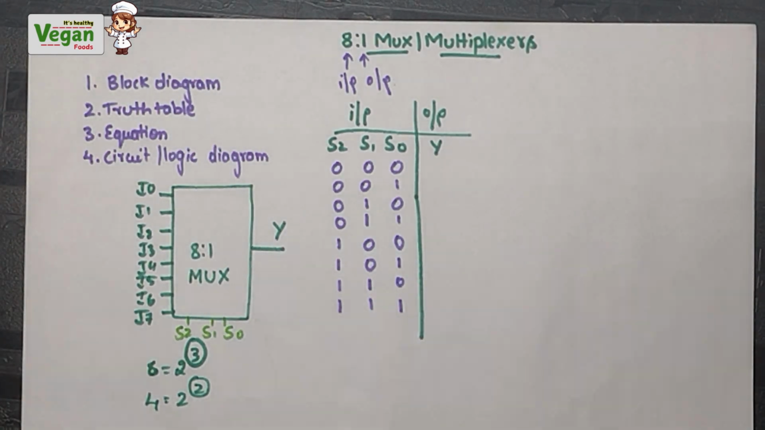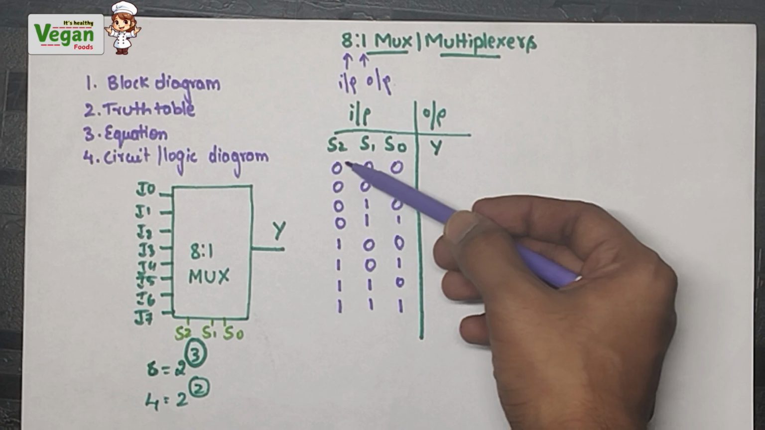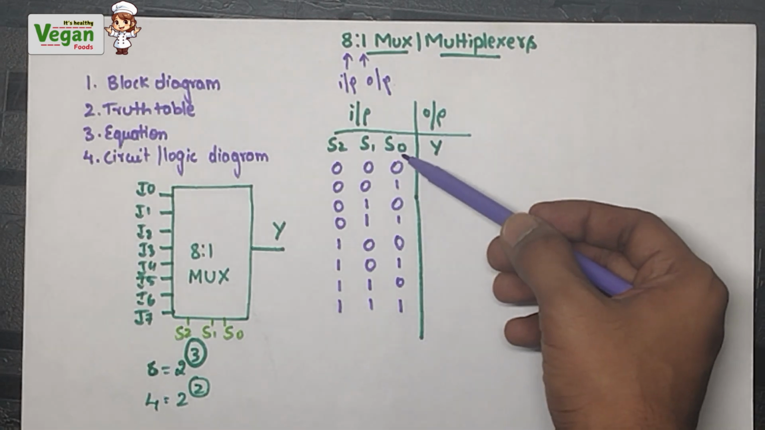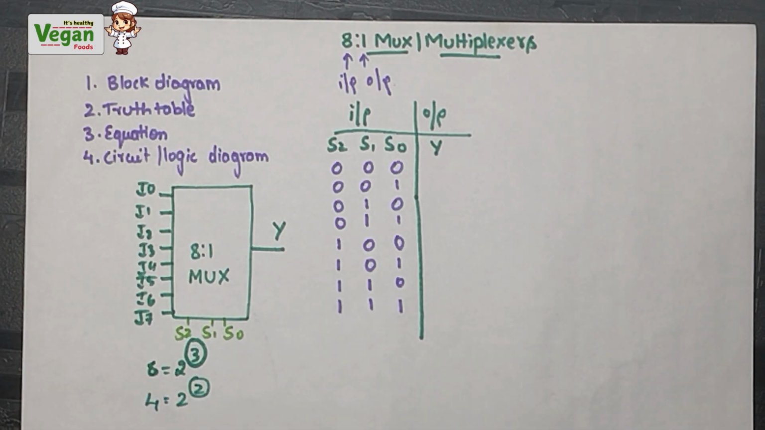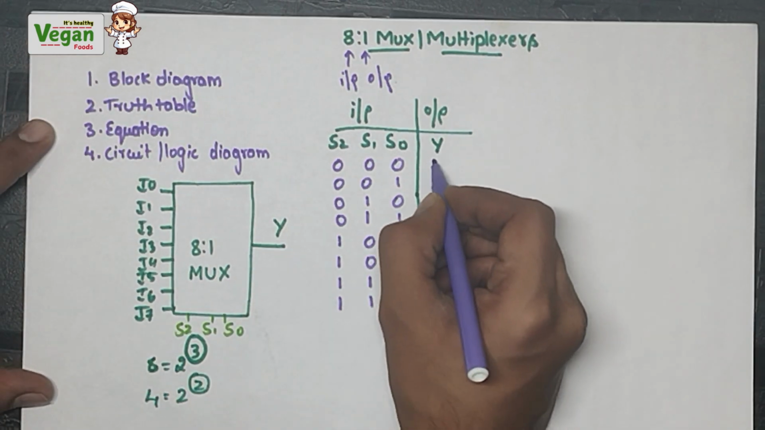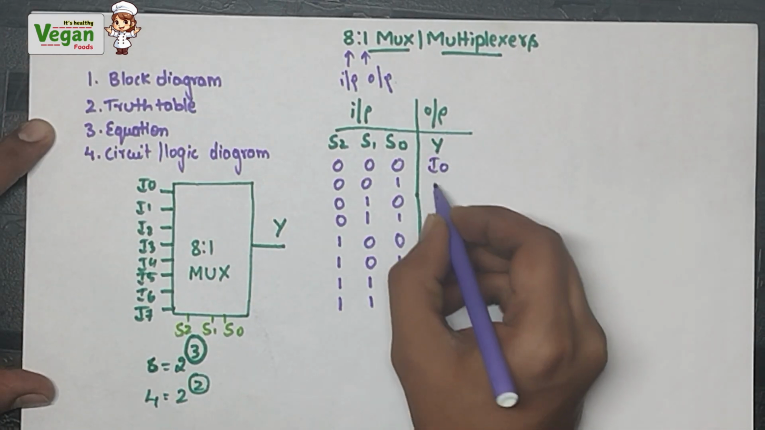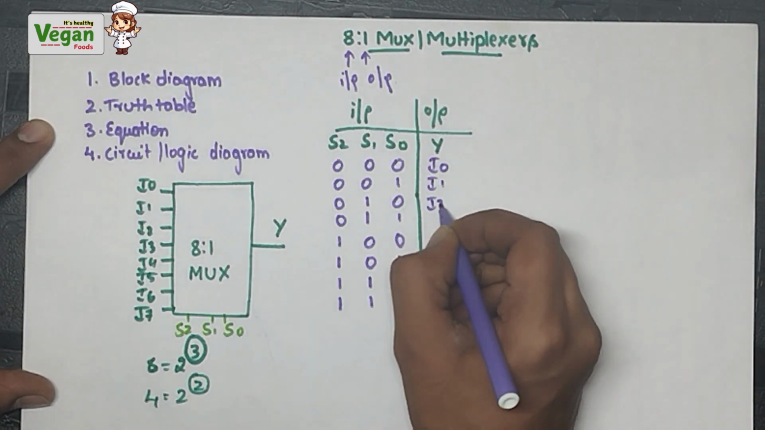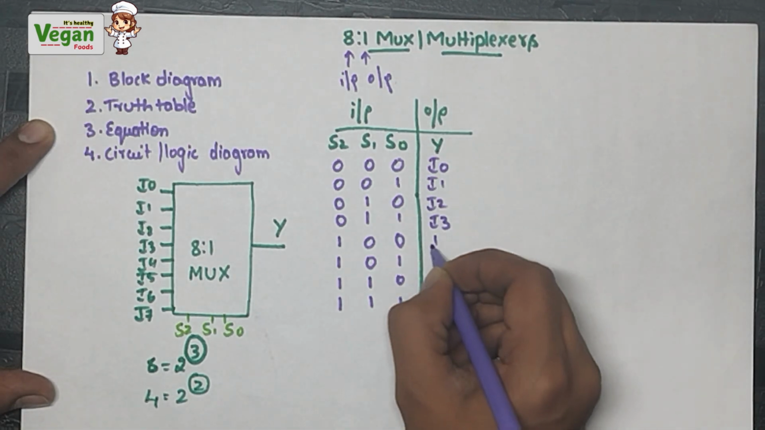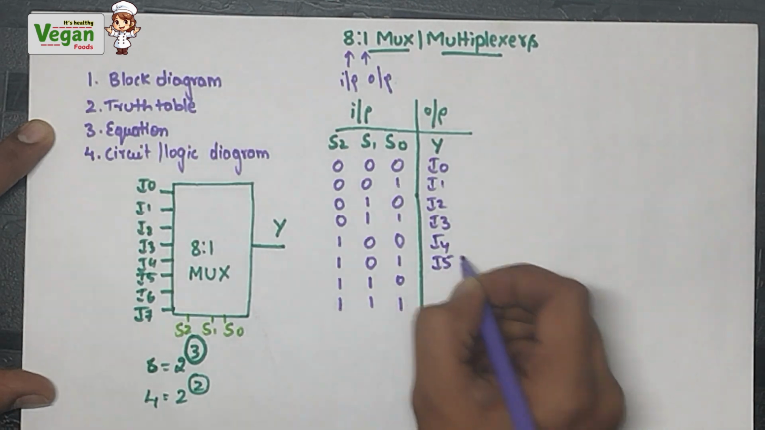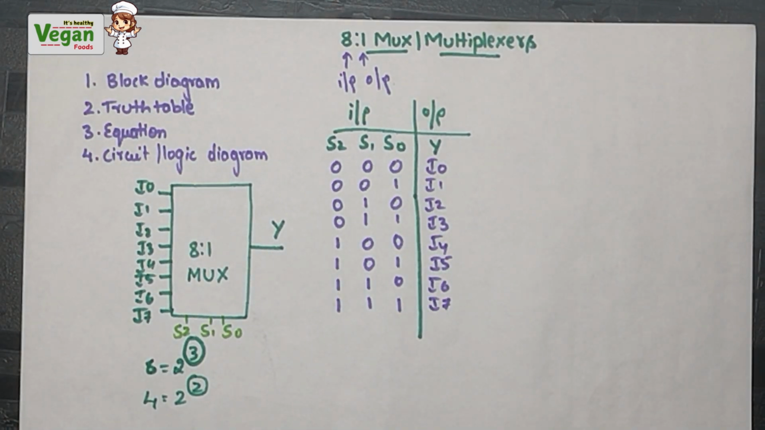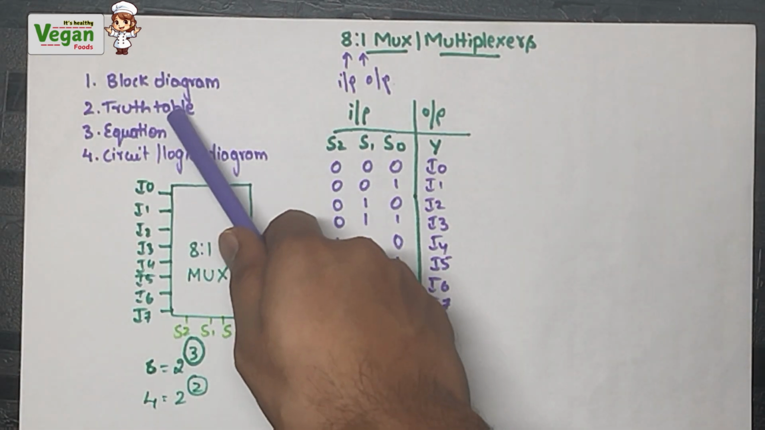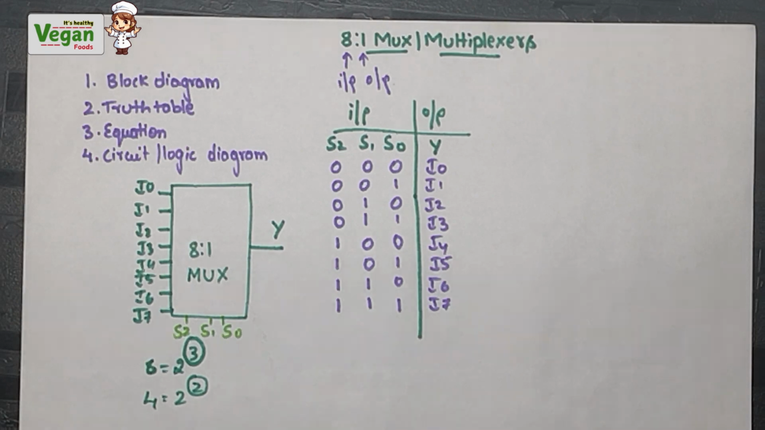Now let's assume that if the S2 value is 0, the S1 value is 0 and the S0 value is 0, it will give the input I0 as the output. So let me call it I0. Like that, I1, I2, I3, I4, I5, I6 and I7. So now we have completed the construction of the truth table. Using this truth table, we will be constructing the equation.